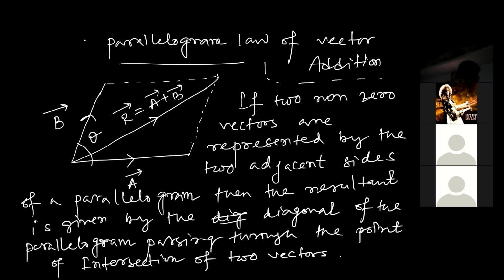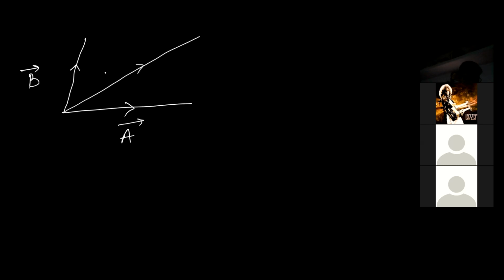Now we are drawing the figure again. This is the parallelogram. By one side we are representing a vector A, by another side a vector B, and by the diagonal we are representing the resultant vector. This is R vector equals A vector plus B vector. If we make the complete parallelogram, it will look like this. But in this case, there is no right angle triangle.